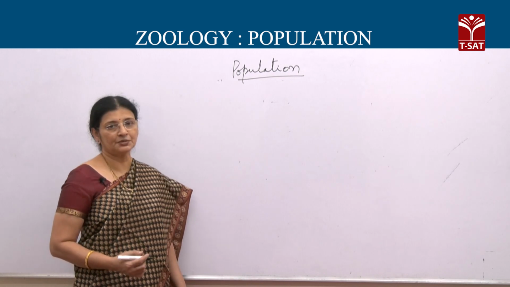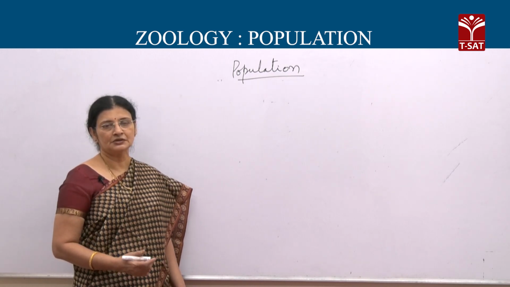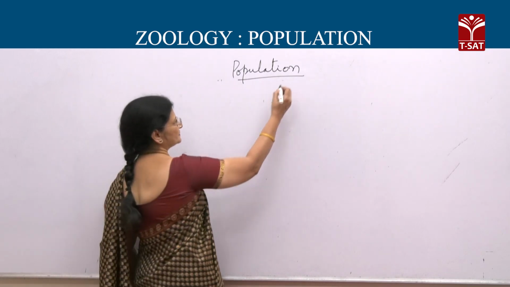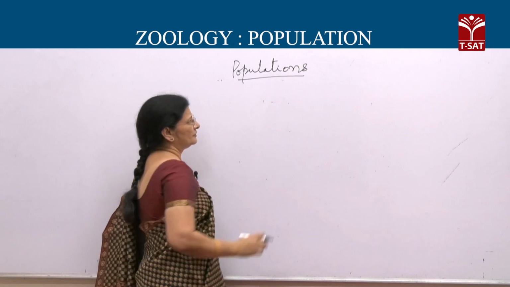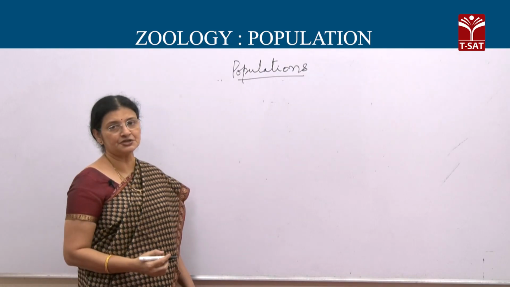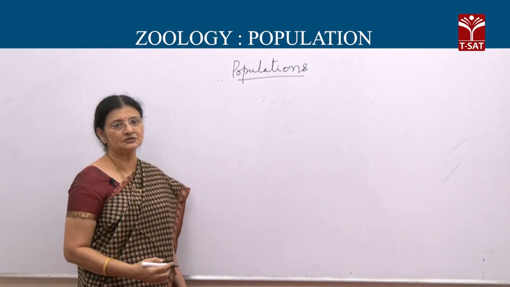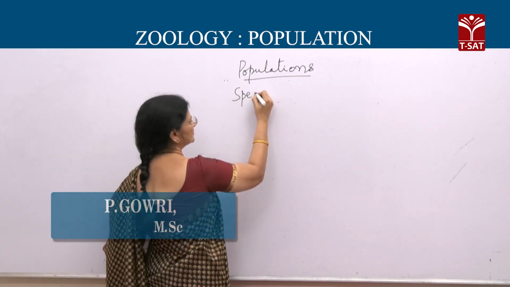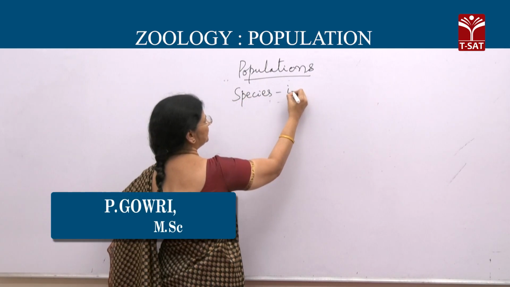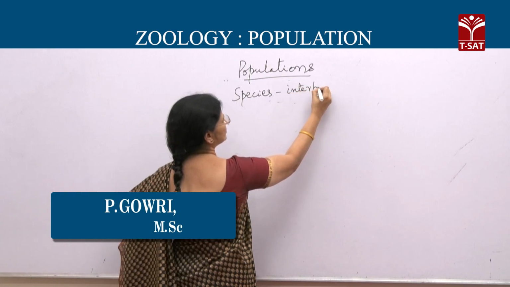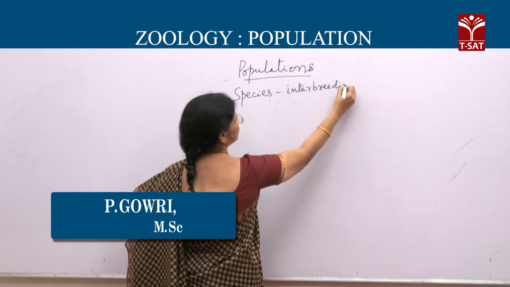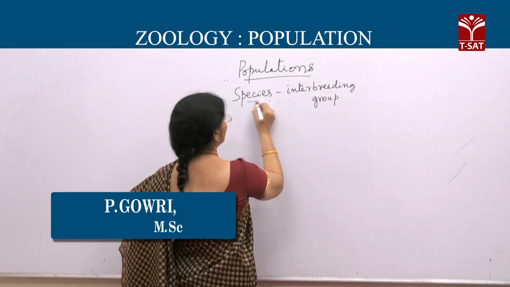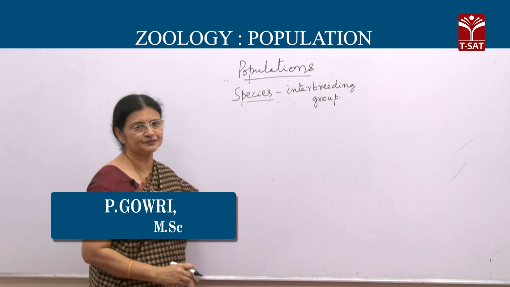Let us discuss the next topic, that is populations. These populations are groups of individuals belonging to a single species. So species are interbreeding groups of individuals. An interbreeding group of individuals is generally called a species.